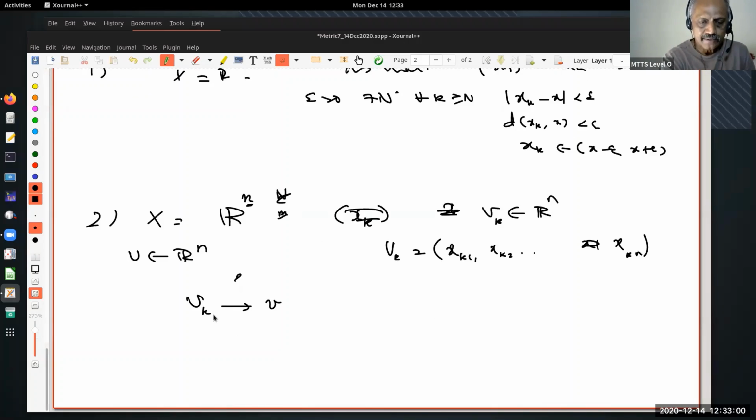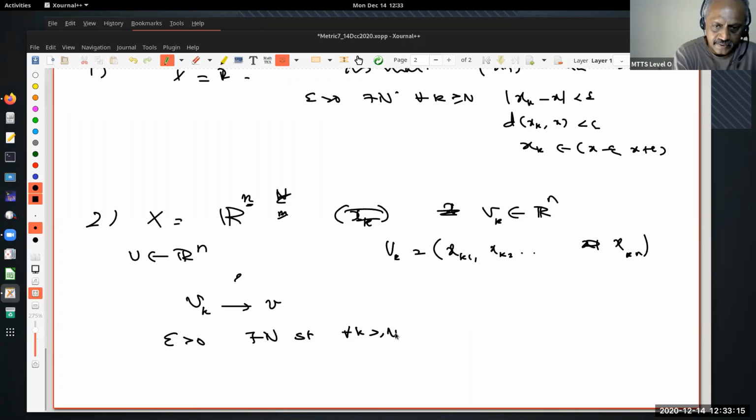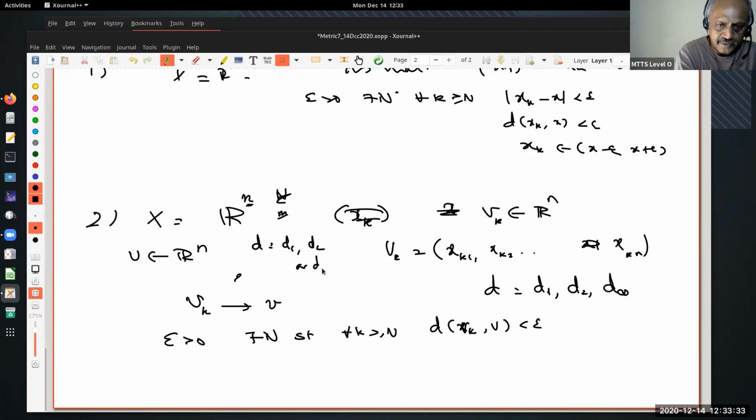Whatever I want to do is very simple, based on a very simple observation. So when does vk converge to x? According to our definition, given any epsilon positive, there is a natural number n, so that for every k greater than or equal to n, distance between vk and v is less than epsilon. What is our d? d could be either d1 or d2 or d infinity, because I need a metric, right? But you are once and for all fixing it, whatever it is, just keep it fixed so that these things will make sense.